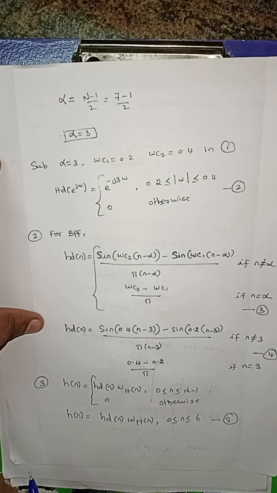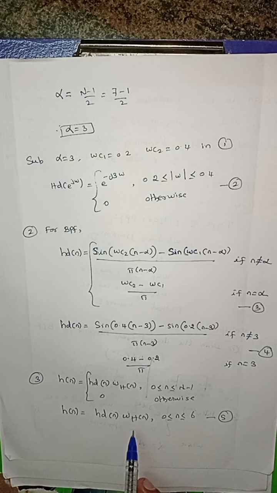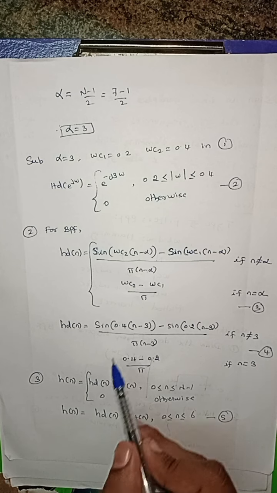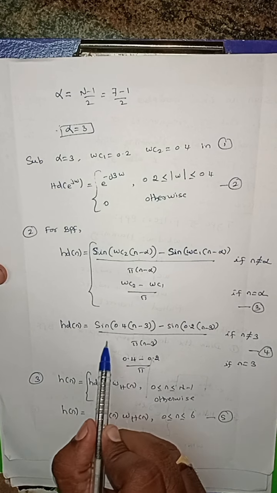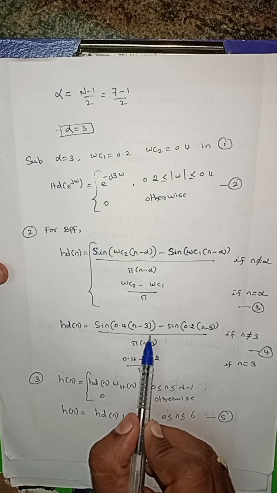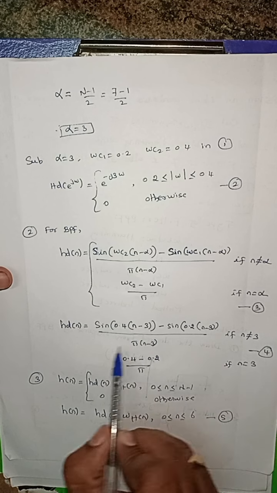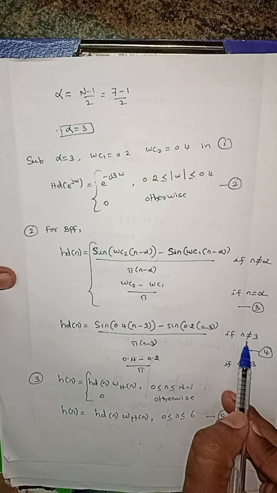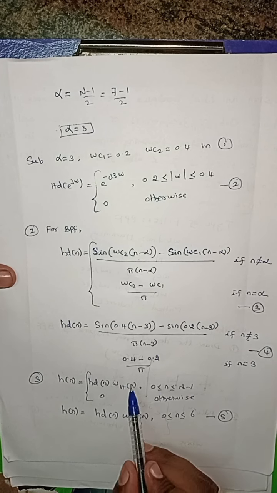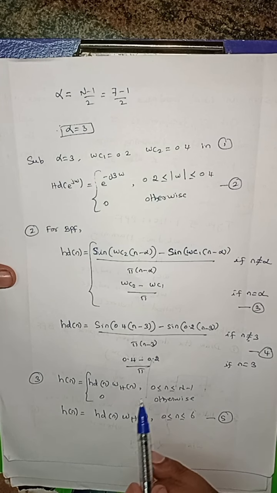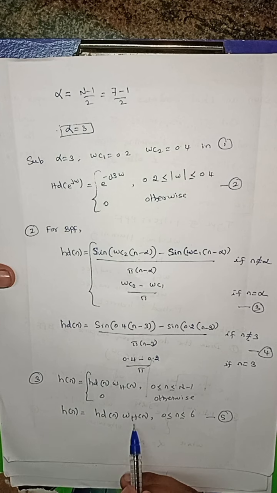So we have to substitute hd(n) and wH(n) in equation 5. We already derived the hd(n) value, that is sine of 0.4 into (n minus 3) minus sine of 0.2 into (n minus 3), by pi of (n minus 3) if n is not equal to 3, and 0.4 minus 0.2 by pi if n equal to 3. That is the hd(n) value. This wH(n) is nothing but the basic window equation.